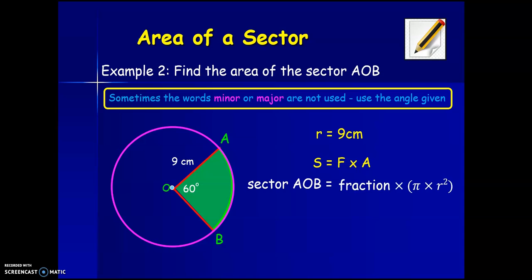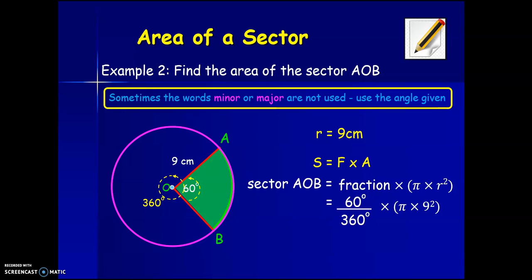So the sector is our fraction times pi r squared. And if we put in our values, that becomes 60 divided by 360 times pi times the radius of 9 squared. And we get a final answer of 42.41 square centimetres for the area of the green sector.